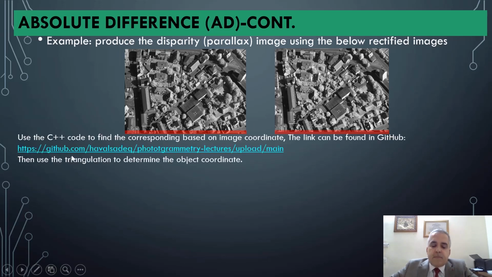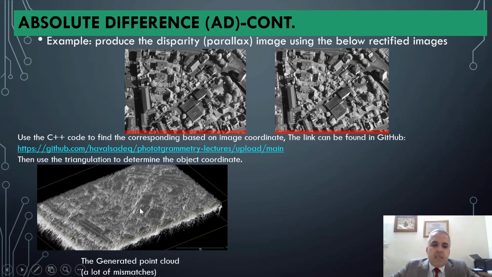I have written a code using C++ software, and it's available on GitHub. On this link, you can download the code and apply it using C++. The available code is just for finding the corresponding point, and in order to find the image coordinates on the left image and right image for the triangulation, you have to use another code. This is the obtained DSM based on absolute difference.